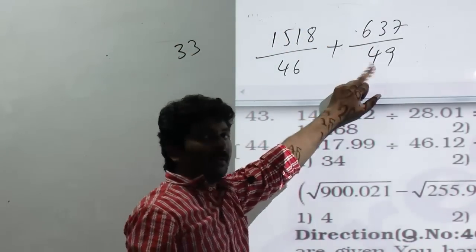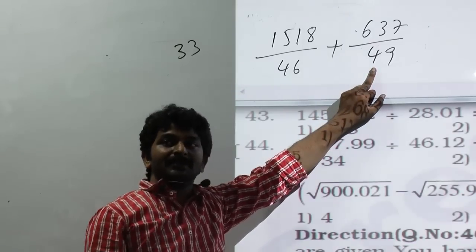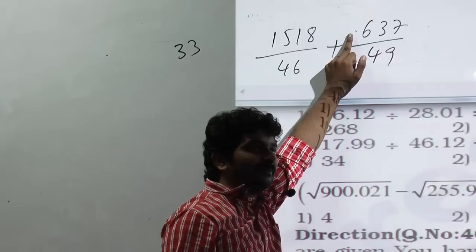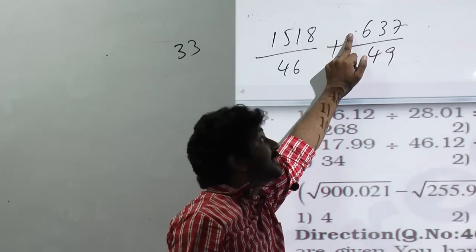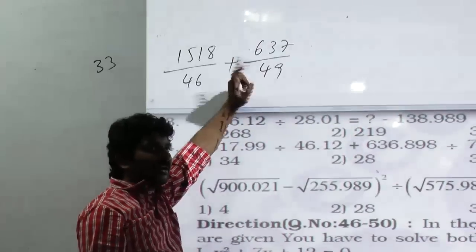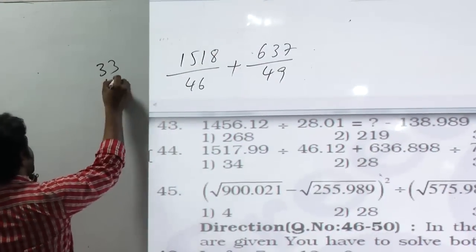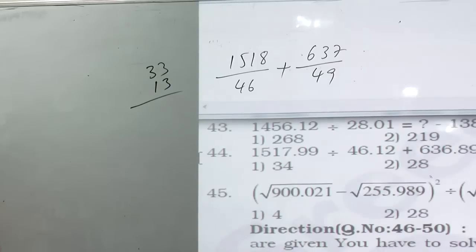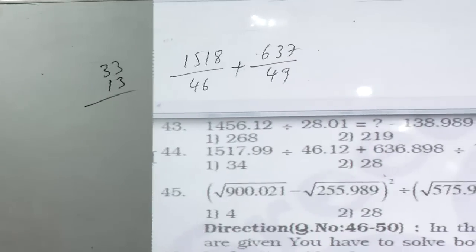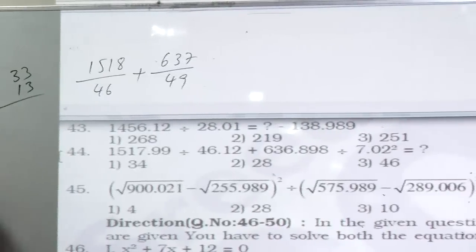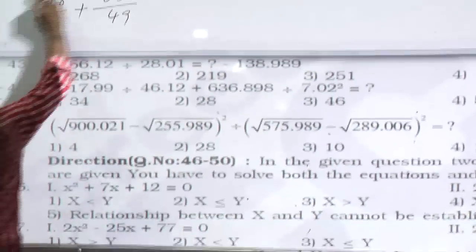And then 49, 10 times 490. Difference between 637 and 490. 147. 3 times of this number. 10 times plus 3 times. 13 times. Total 46. Next.